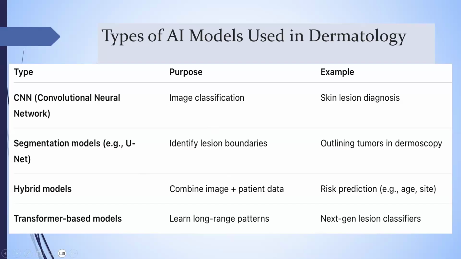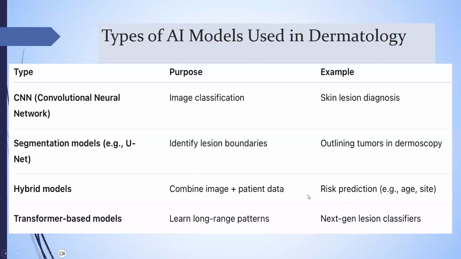So this segmentation model will identify the lesion boundaries, and in outlining tumors, this is again very important to prevent recurrence at the same site or metastasis. Then hybrid models: as I told you, the image alone will not help you. You need patient data, what is the age, what is the ethnicity, what is the site, what is the duration of the lesion. A lesion which appears in 1 month is not going to look the same after 4 or 5 months down the line. So you have to combine these data together and give a risk prediction.